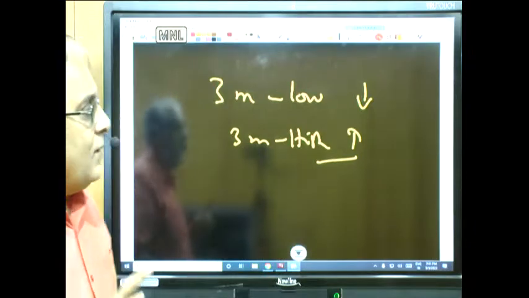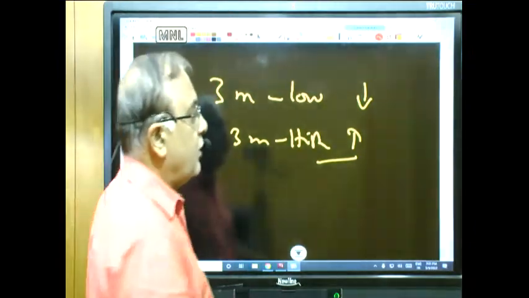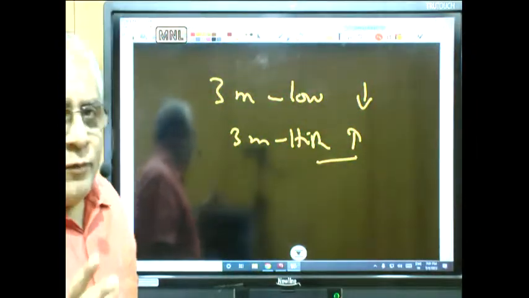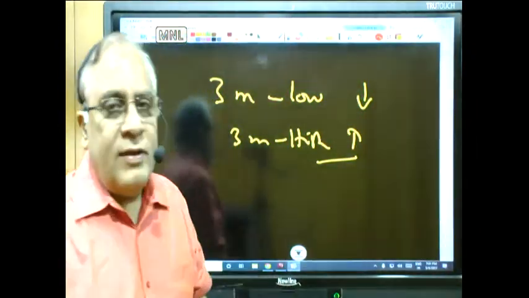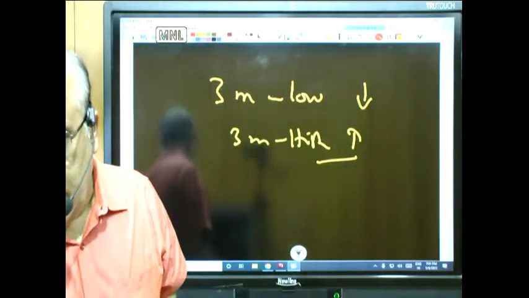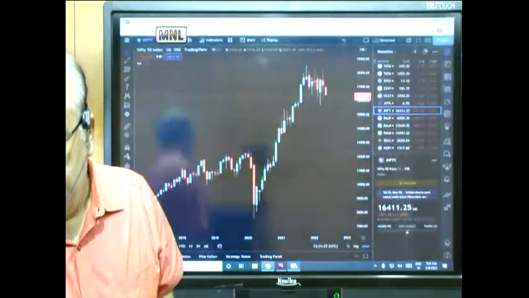So if a 3-month low is cut, we can call it a downward trend, and if a 3-month high is cut, then we can call it an upward trend. First we'll look at the monthly trend, then we'll go to the weekly and daily, and also we will look at the intraday time frames. So let's look at the big time frame in Nifty.